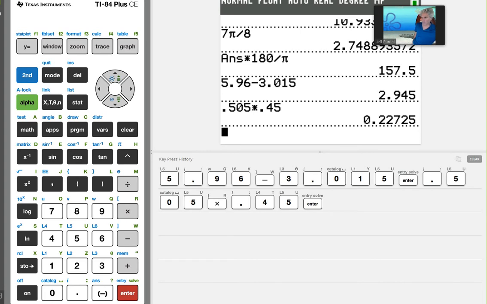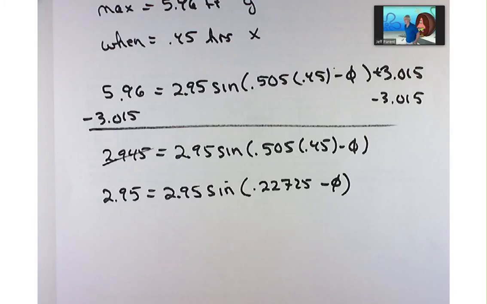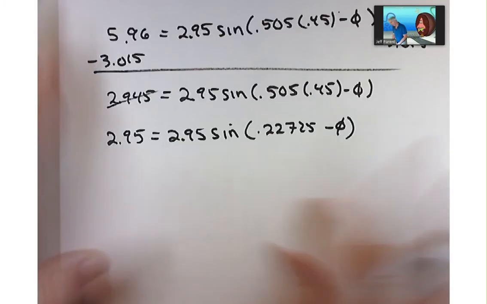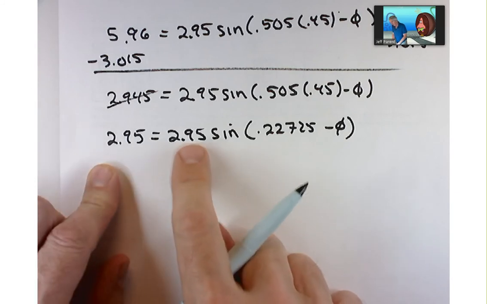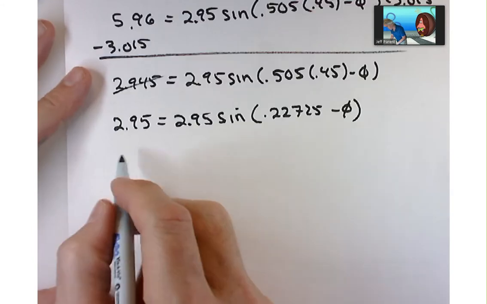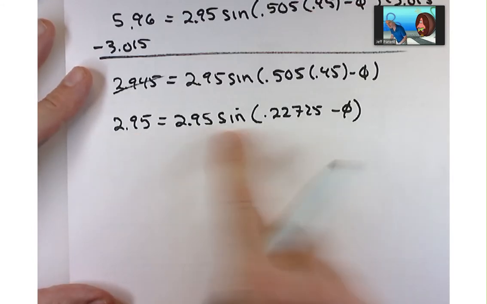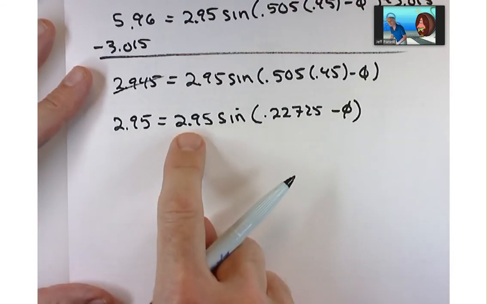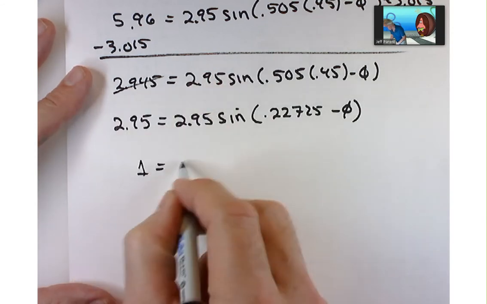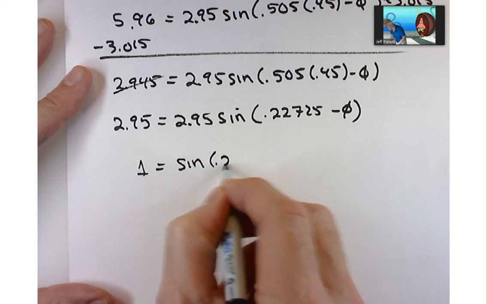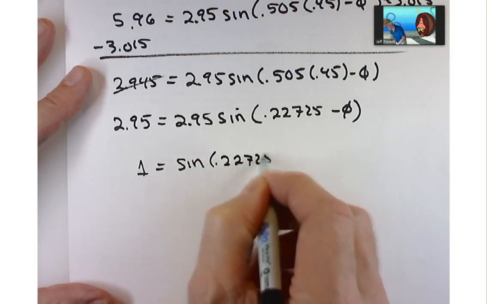Now my goal is to solve for phi. So, let's take a look here. I've got 2.95 on both sides. So if I divide both sides by 2.95, on the right-hand side that's going to be a 1, and on the left-hand side that's going to be a 1. So I'm going to get 1 equals the sine of 0.22725 minus phi.